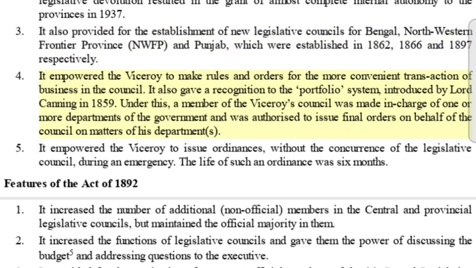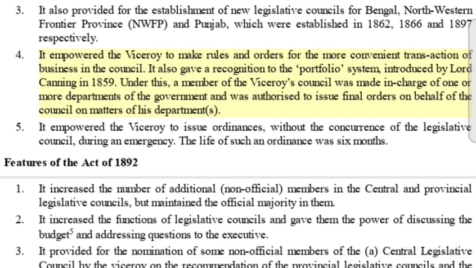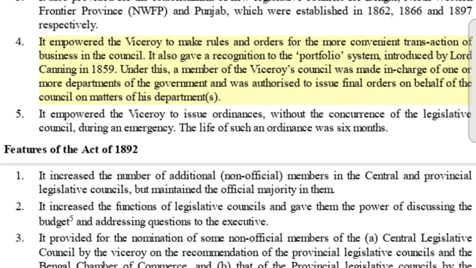4. It empowered the Viceroy to make rules and orders for the more convenient transaction of business in the council. It also gave a recognition to the portfolio system, introduced by Lord Canning in 1859. Under this, a member of the Viceroy's council was made in charge of one or more departments of the government and was authorized to issue final orders on behalf of the council on matters of his departments.